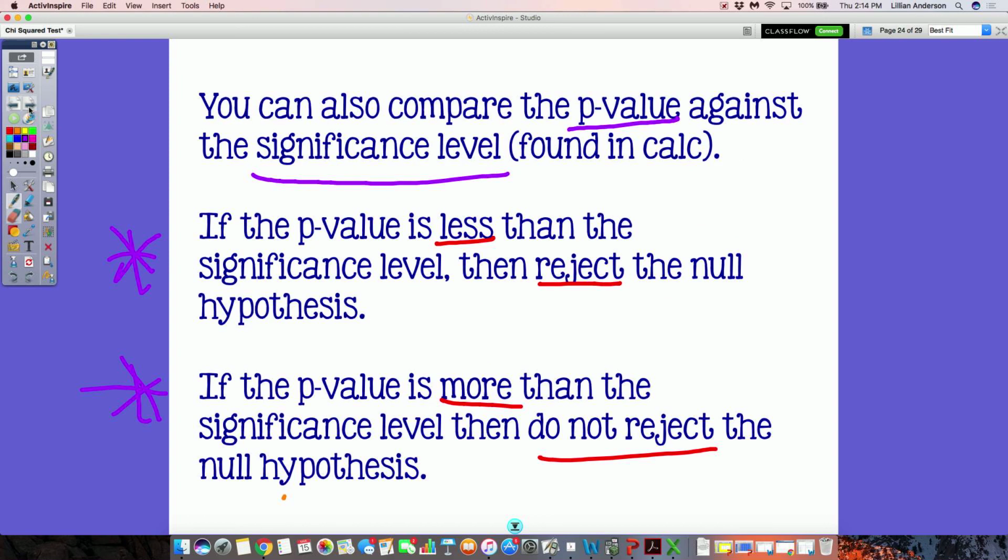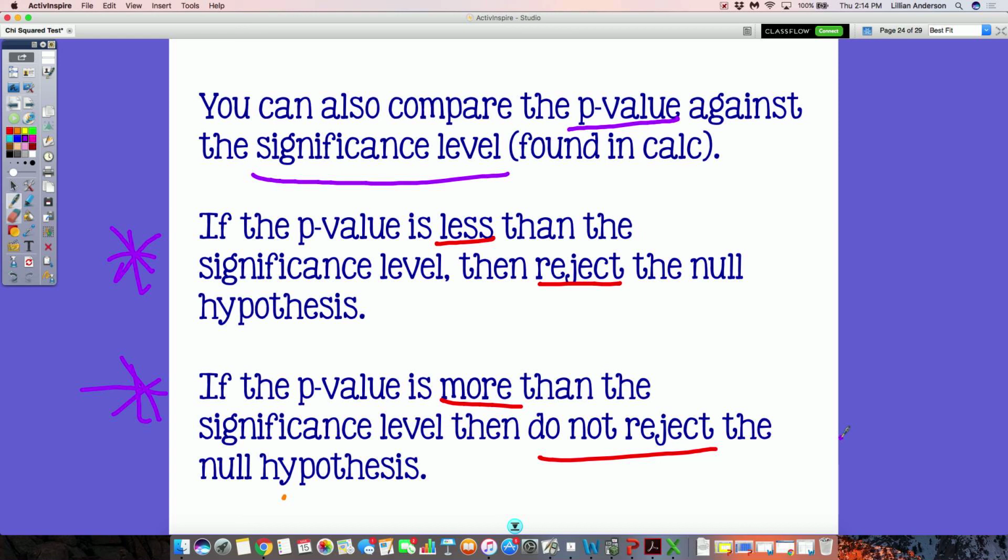Another way you can determine whether you accept or reject the null hypothesis is using the p-value with the significance level. The p-value was that second line once you did the chi-squared test statistic. If the p-value is less than the significance level, then you reject the null hypothesis. But if the p-value is more than the significance level, then you do not reject it. You accept it.